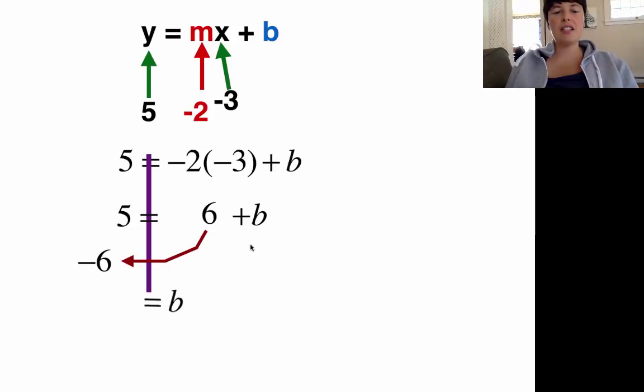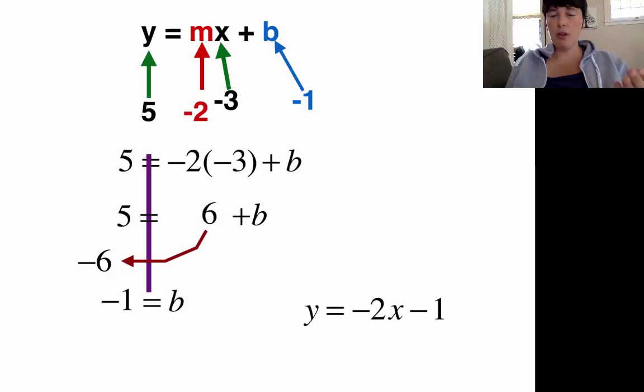5 take away 6 is a negative 1. So we get b is equal to negative 1. So we've got our b value. So now that we know what b is equal to, now that we know it's negative 1, we've got our equation. It's y equals negative 2x, because negative 2 is the slope, minus 1.